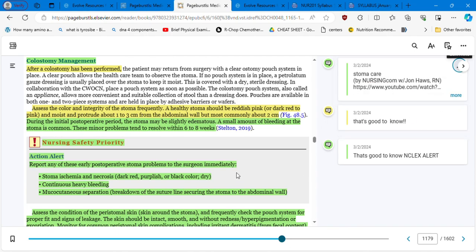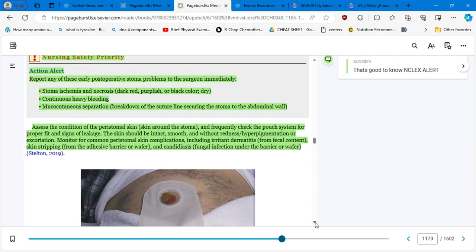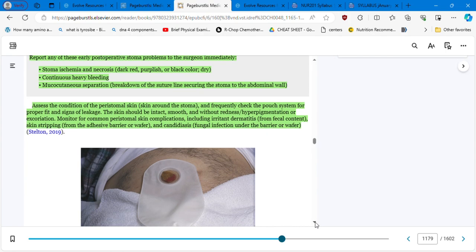Okay, so she explains about the assessment of the stoma and everything. Nursing safety priority, action alert: report any of these early post-operative stoma problems to the surgeon immediately. If there is stoma ischemia and necrosis, in which case the stoma is going to be dark red, purplish, or black in color, dry, continuous heavy bleeding, mucocutaneous separation, breakdown of the suture line securing the stoma to the abdominal wall. Assess the condition of the peristomal skin around the stoma, and frequently check the pouch system for proper fit and signs of leakage.